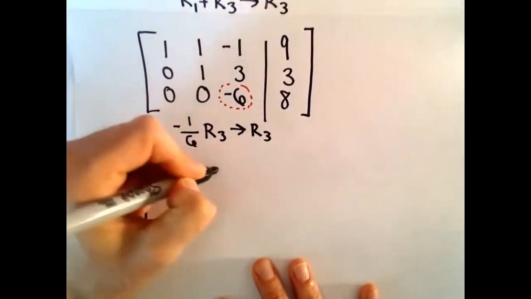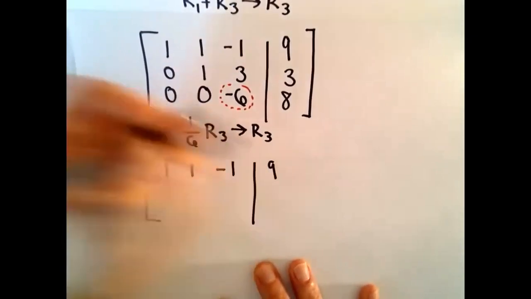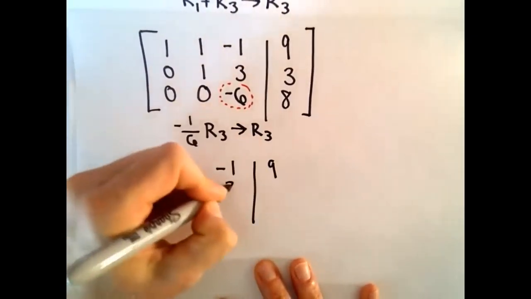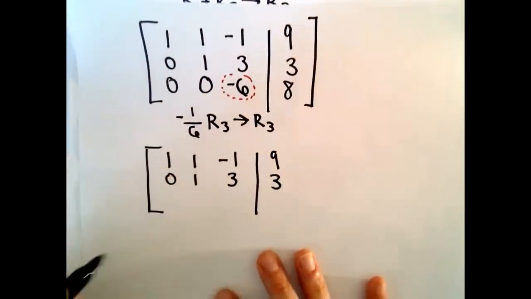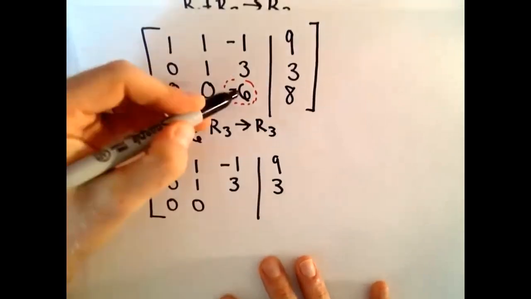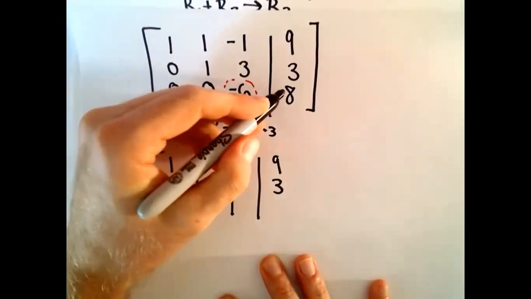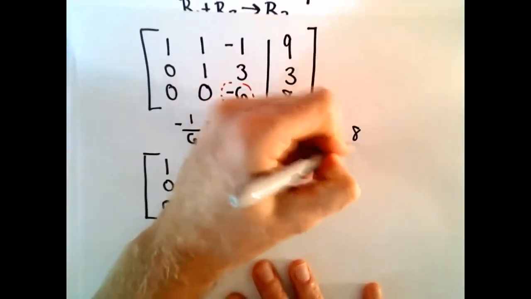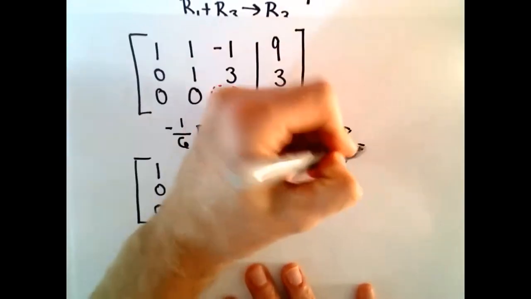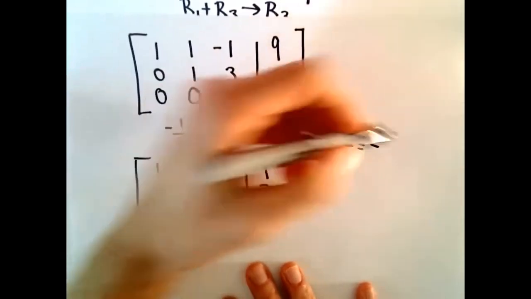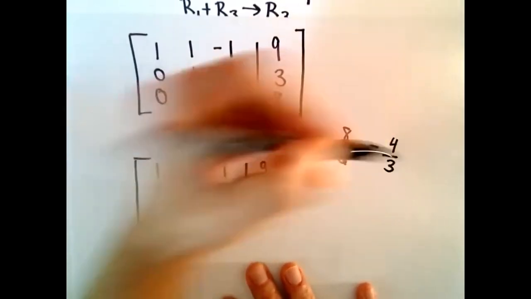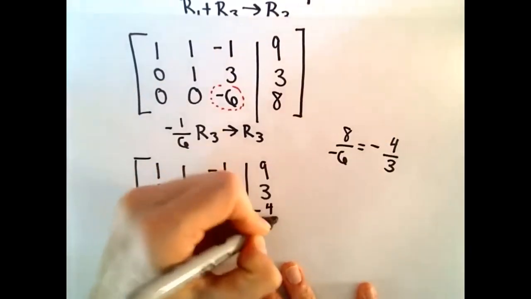Again, not doing anything to the first row. Not doing anything to the second row. -6 divided by -6 would be +1. 8 divided by -6, well, that would be 8 over -6, and we can reduce 8 over 6 into 4/3, again, not forgetting the negative.